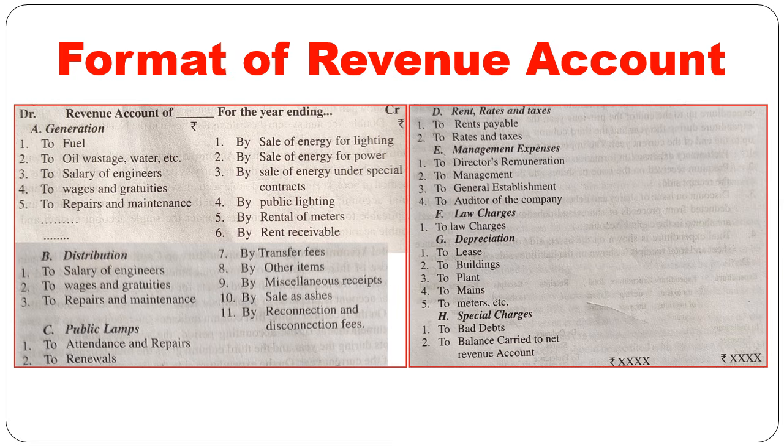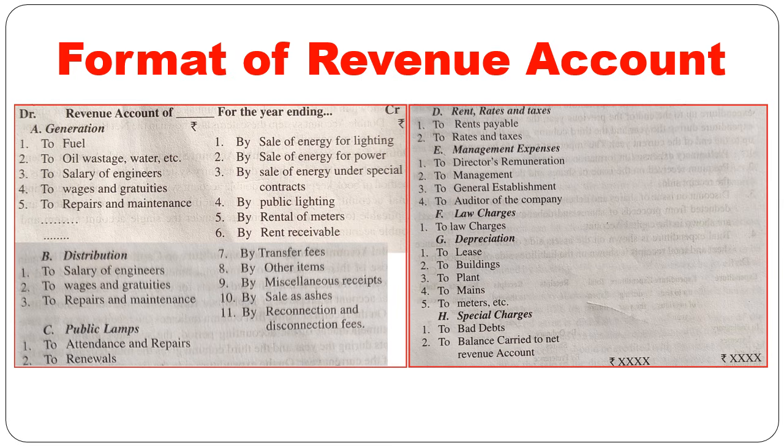Rent, rates and taxes is item D. Then E, management expenses, expenses pertaining to administration and office. Then F, law charges, expenditure pertaining to legal suits. Finally G and H are depreciation and special charges. Depreciation you are aware of; under special charges, bad debts will be written. So these are the expenditures.